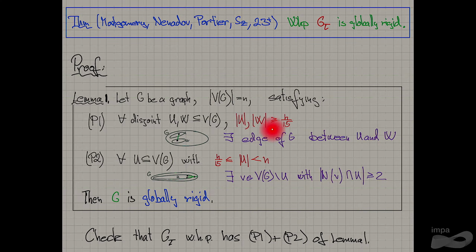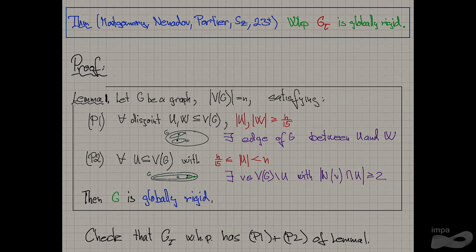The second one is a bit more tricky to see. It says that for any U subset of the vertex set, which is not too small, but not everything, you will find a vertex outside which has degree 2 into this set. Okay? So if you leave out one vertex, it will have degree 2 to the set. What does it mean? Essentially, if U is almost everything, then you have one vertex outside. If your minimum degree is 2, you have this property.